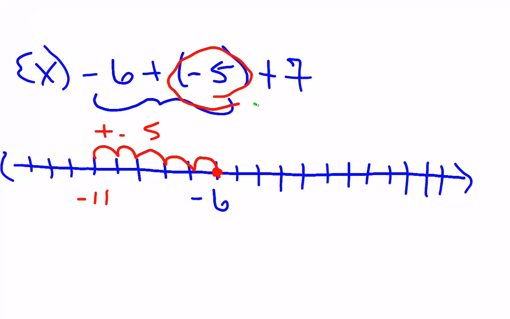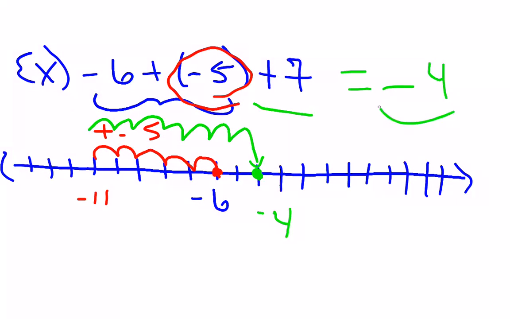But we need to add 7. So adding 7 means we're going towards the positive. So now that we're here, we want to go 7 spaces the other direction. So 1, 2, 3, 4, 5, 6, 7 is where we landed. And if we look, that's going to be negative 4. So our answer is going to be negative 4.